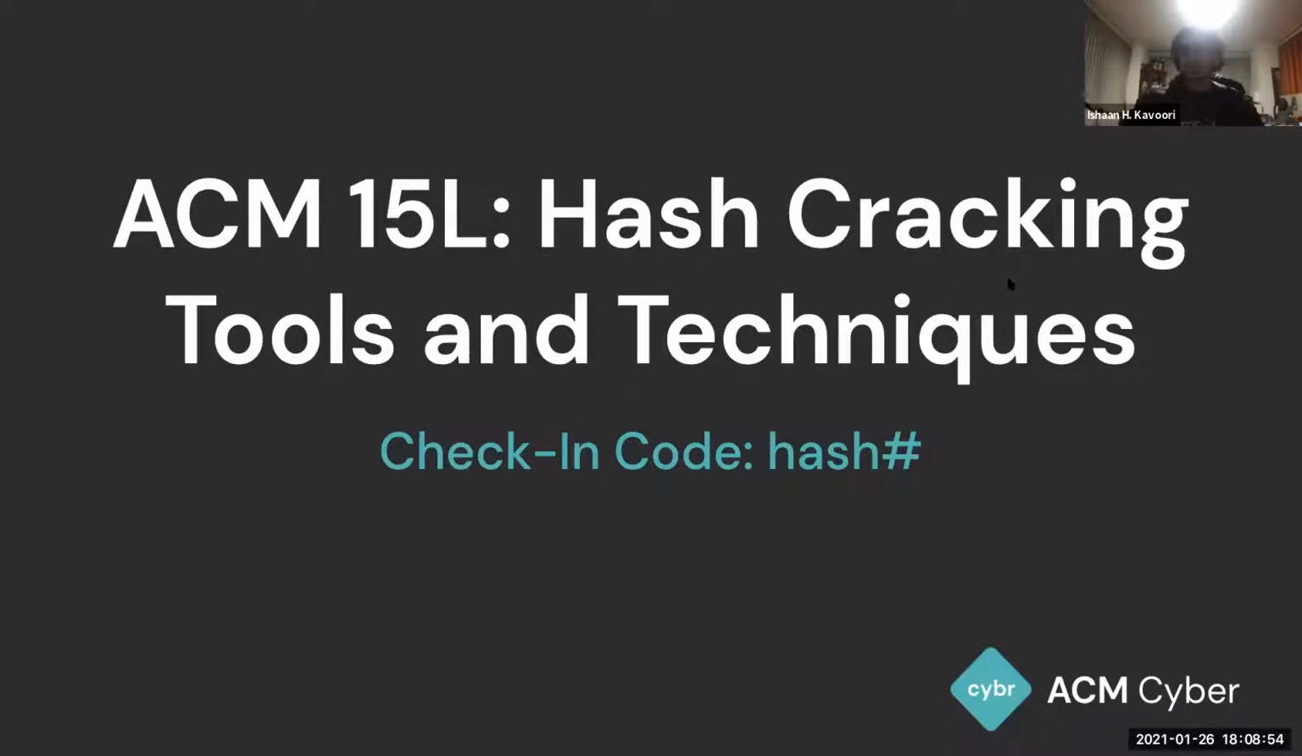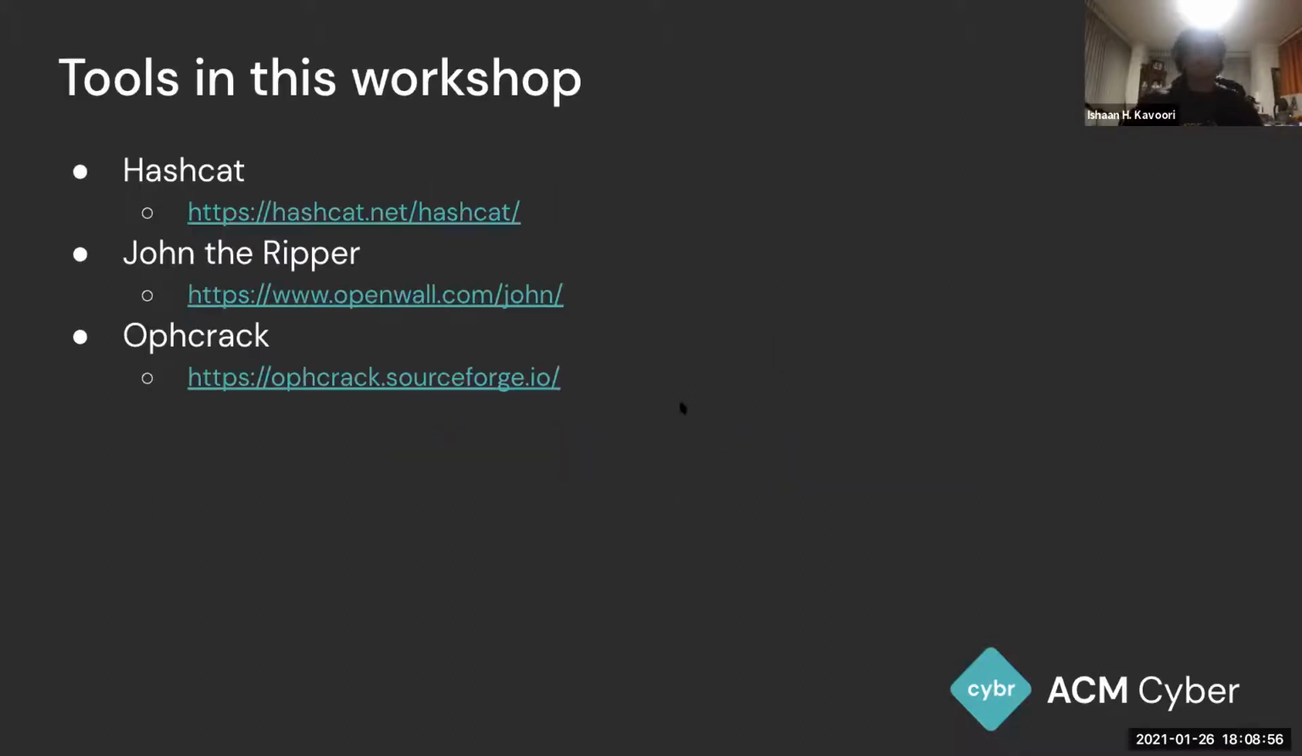Okay, my arrow key is not working. There, okay. So now the tools that I'm going to be using in this workshop are these three: Hashcat, John the Ripper, and Ophcrack. If you want to follow along with the workshop, you'll have to go to those links and install them. If not, you can just watch me do this stuff.